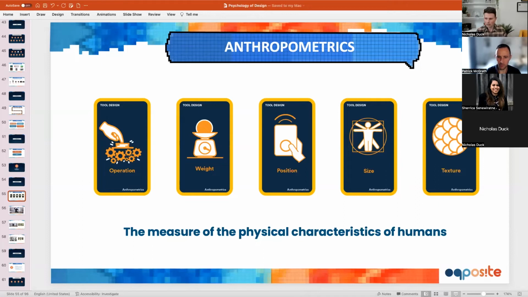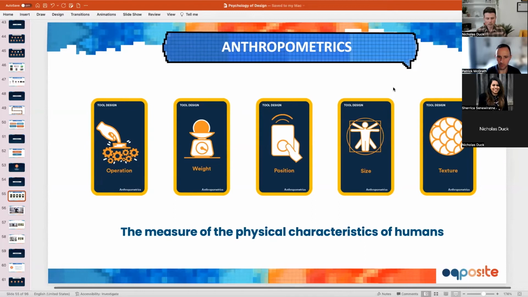And so if we think about the physical characteristics of things, there's operation, so how something might actually operate. A really obvious example is when you flick on a light switch, it operates in a particular way that has an expected outcome. It makes a satisfying click sound when you click it on. If you look at light switches, generally they tend to be very much the same. They're not too diverse.